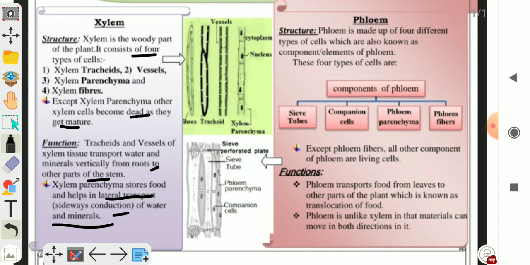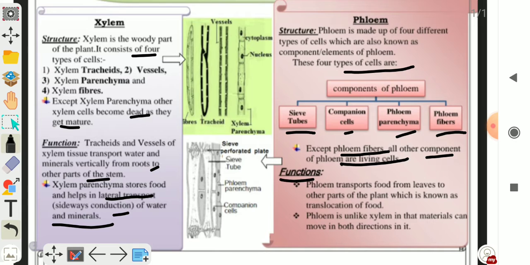Now we will discuss the structure of phloem. Phloem is made up of 4 different types of cells, which are also known as components or elements of the phloem. These 4 types of cells are: first one is sieve tubes, second one is companion cells, third one is phloem parenchyma and fourth one is phloem fiber. Except phloem fiber, all other components of phloem are living cells.